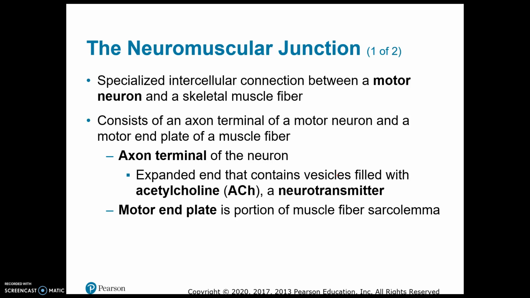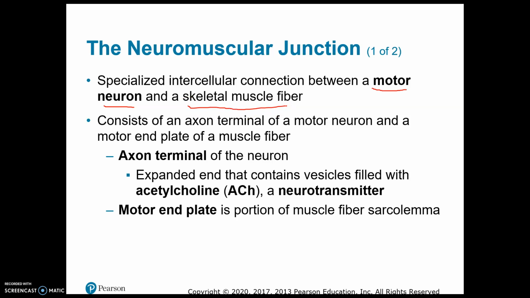Okay, so for a muscle to contract, there has to be some interaction with a nerve. And we call this the neuromuscular junction, where the axon of a neuron or a nerve fiber interacts and comes very close to the muscle fiber. The neuron in this case is called a motor neuron because it's a neuron that's interacting with or stimulating a skeletal muscle. And then the muscle part is a skeletal muscle fiber.